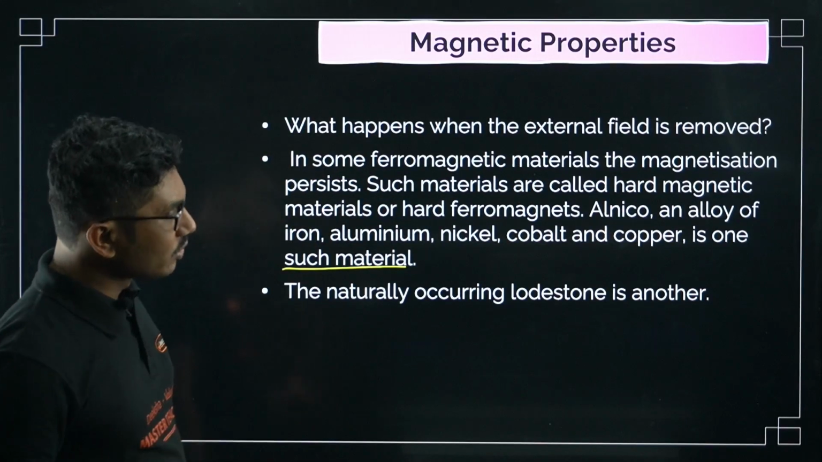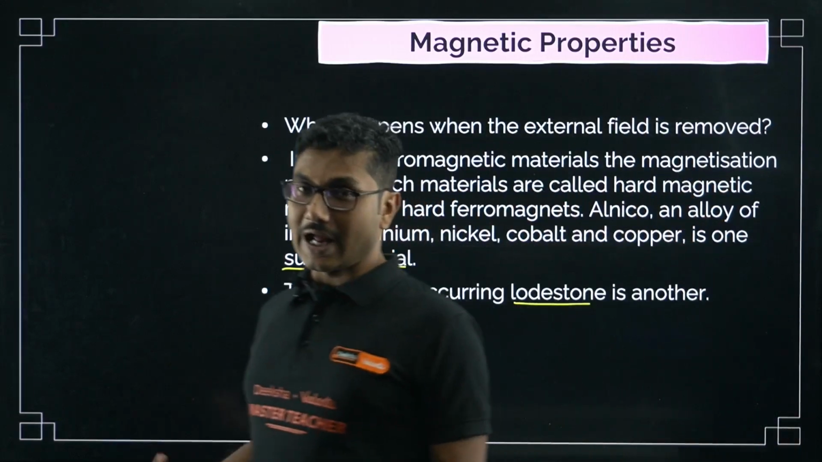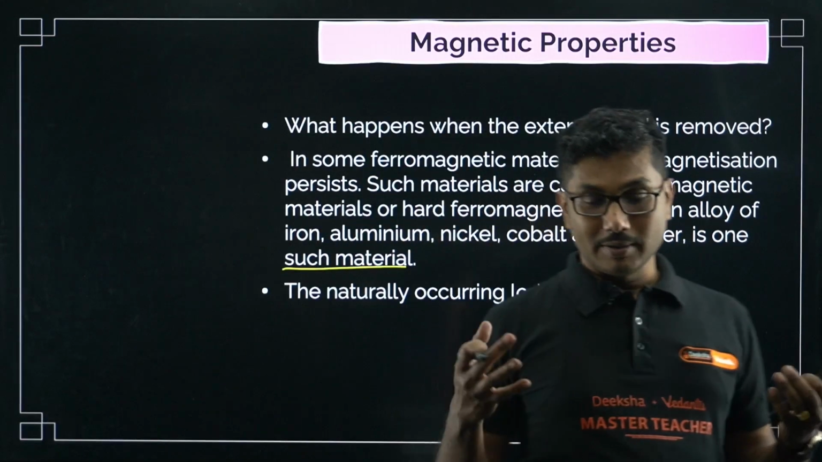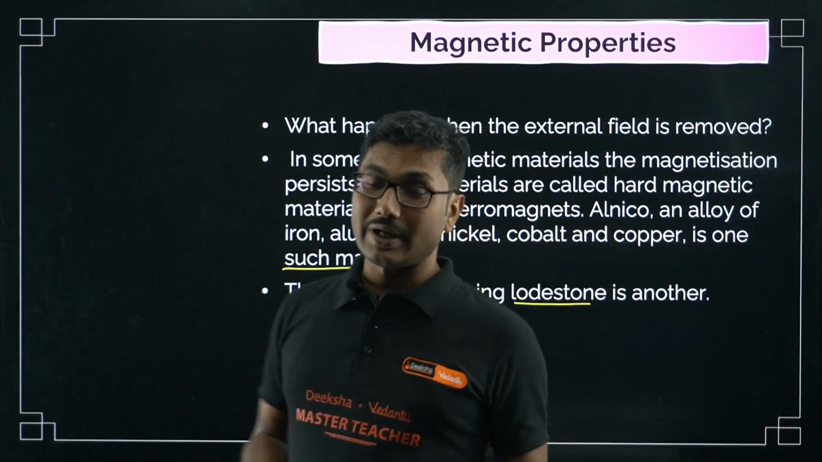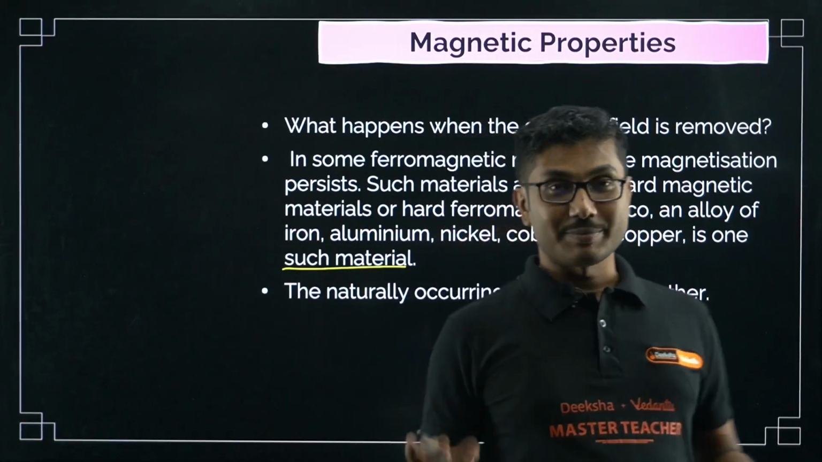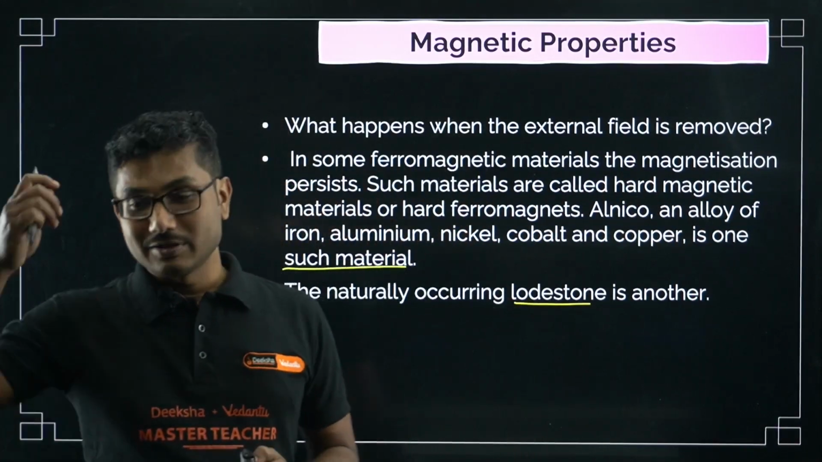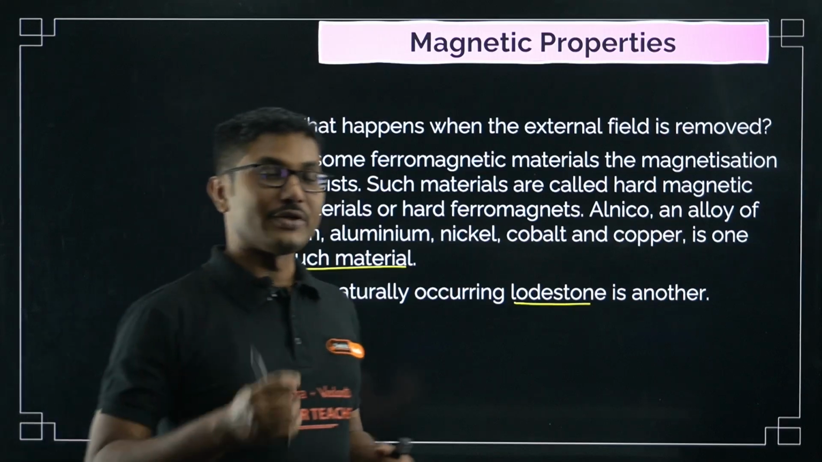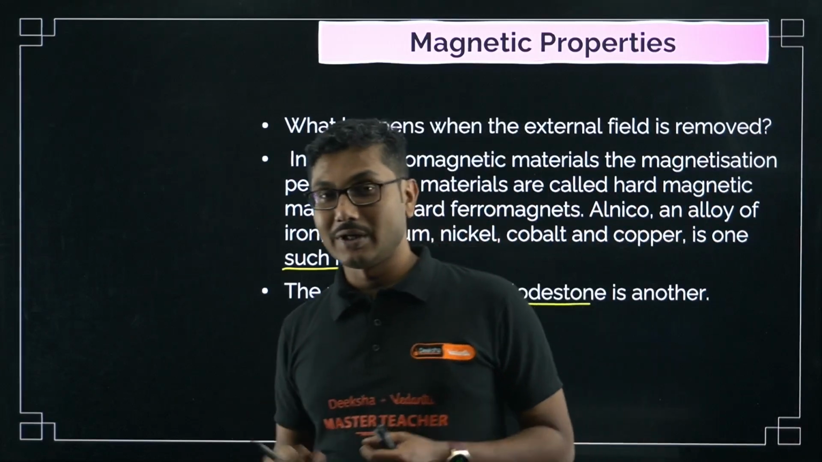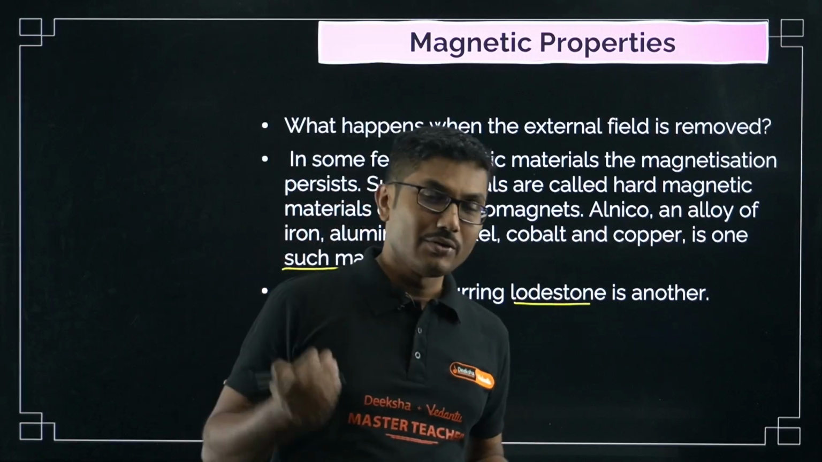The naturally occurring lodestone is another example, which stays under the magnetic field of the earth for a long time. Lodestone is a particular ore available under the ground. There was a story that a shepherd found the first magnet. He was herding his sheep on a ground, and he pushed his stick into the ground. His stick stuck to the ground because it had an iron ring around the bottom. That ring stuck to the ground, and then he discovered lodestone. That is how the story goes.